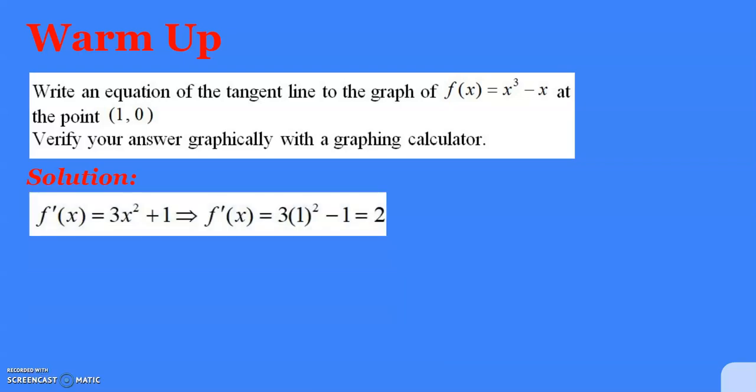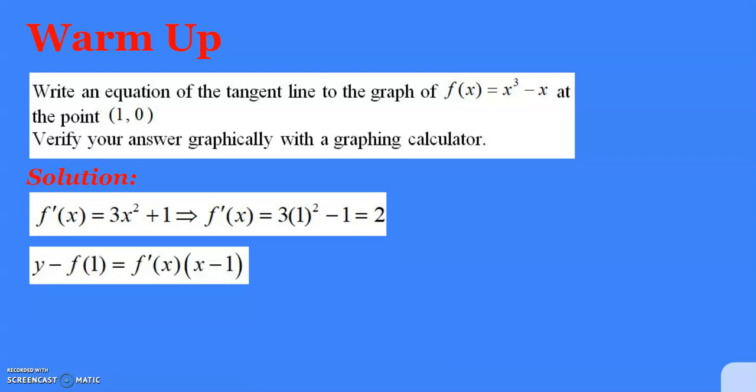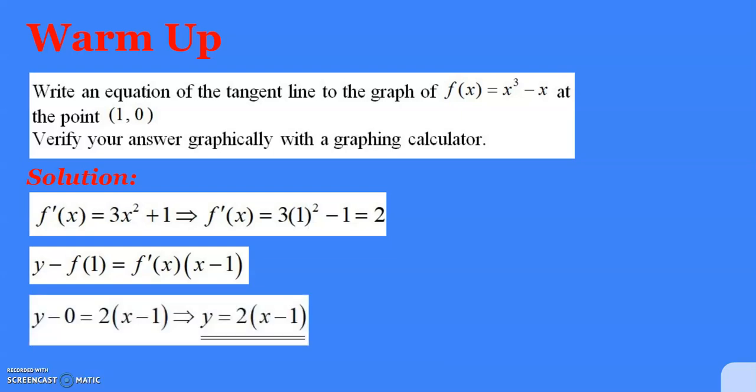First step, we take the derivative of f of x and then evaluate it at 1, which gives us 2. Then in the point-slope form of the equation of a line, we set up our tangent line equation, simplify, and we obtain y equals 2x minus 1.